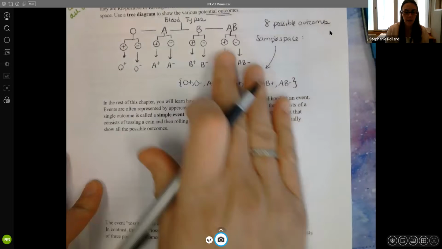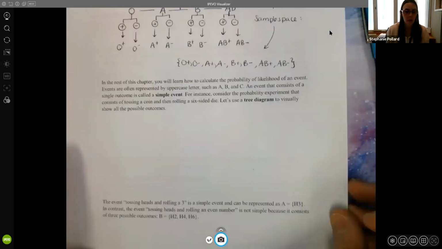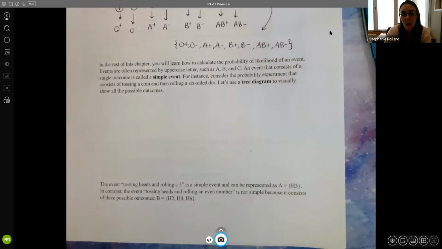So this is your tree diagram, just a branching diagram. Now, in the rest of this chapter, you will learn how to calculate the probability of a likelihood of an event. And often to do that, we need to know the sample space first. So you need to know how many possible outcomes there are in order to find probabilities. Events are often represented using uppercase letters. So you're going to see uppercase letters used a lot for events that consist of a single outcome. Is called a simple event. So an event that consists of a single outcome, we use the word a simple event.